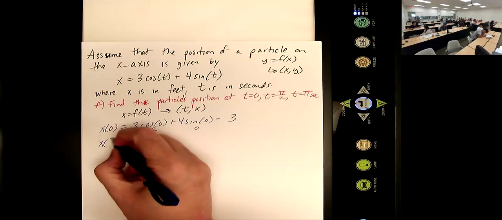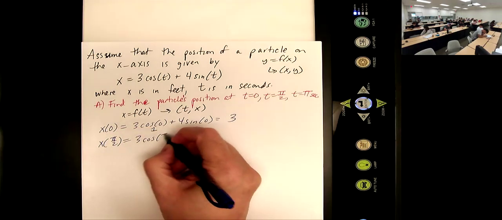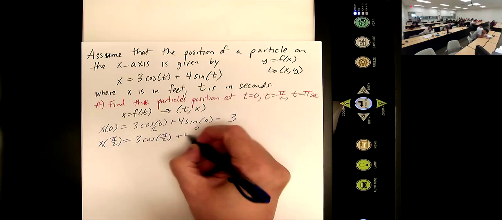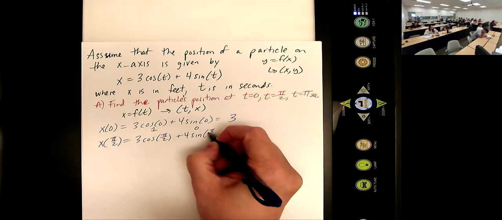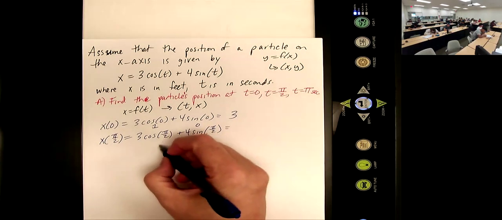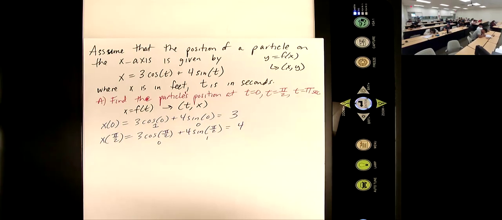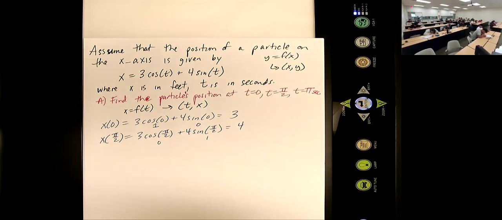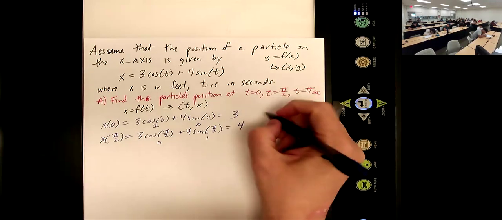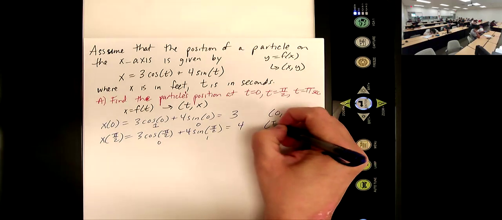x of pi over 2 is 3 cosine pi over 2 plus 4 sine pi over 2. Now the cosine of pi over 2 is 0 and the sine of pi over 2 is 1, so we just end up with 4. So this is like 0, 3, and this looks like pi over 2, 4.